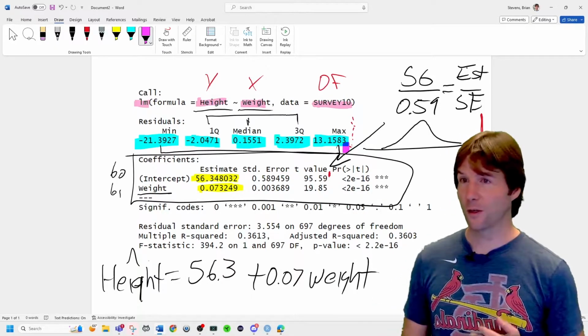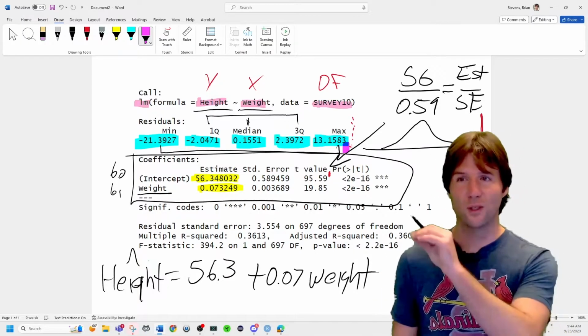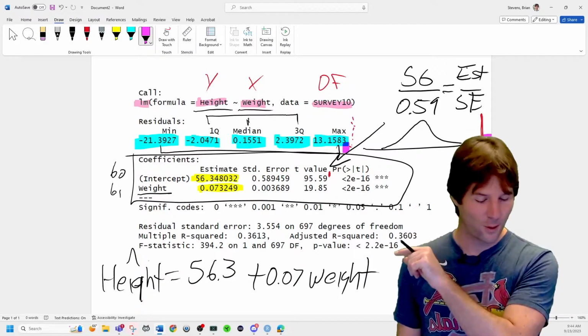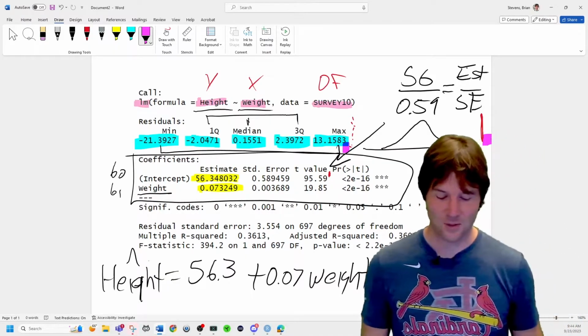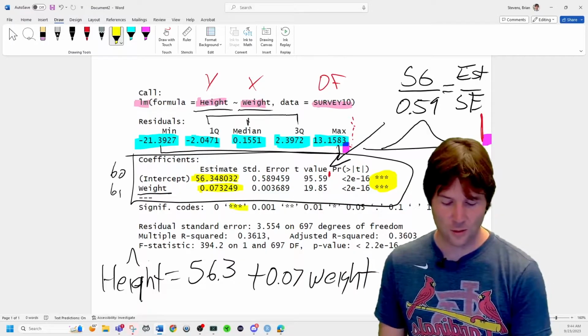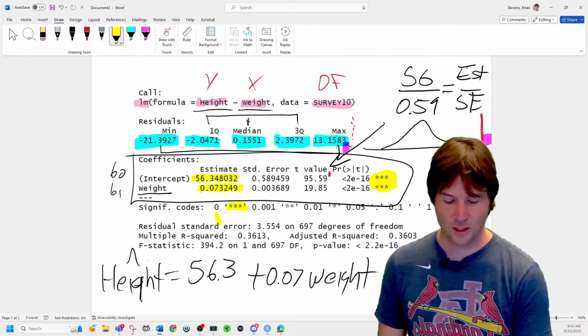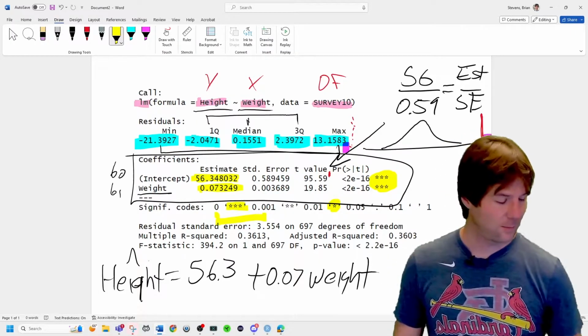And that's a very, very large t ratio, shown by the statistical significance of a very small value of 0.0000000002 or so. That's moving the decimal back 16 times. The last thing right here is the statistical significance codes, which tells you that the p-value is somewhere between these two values. And as long as you have one star, it is statistically significant.